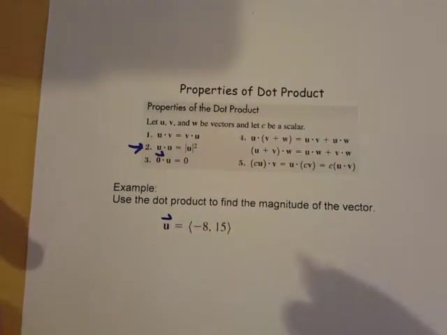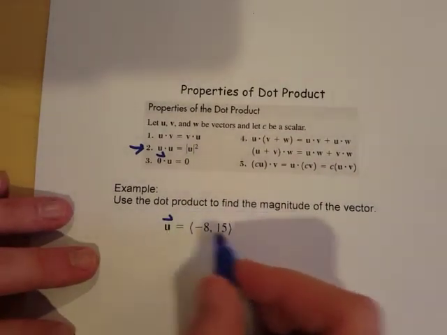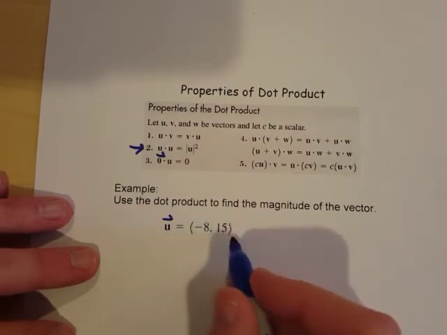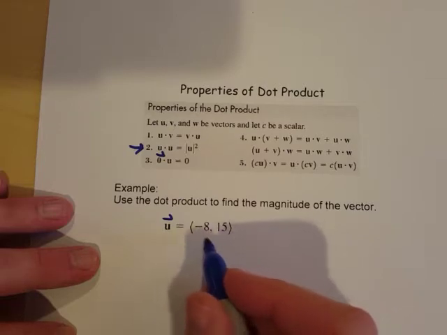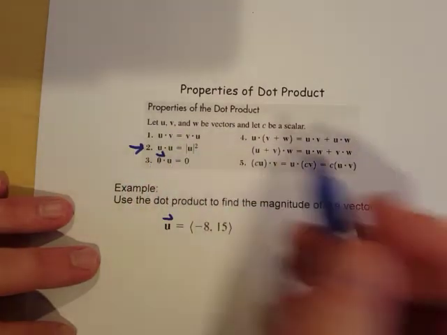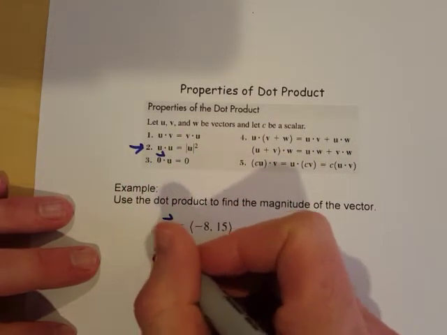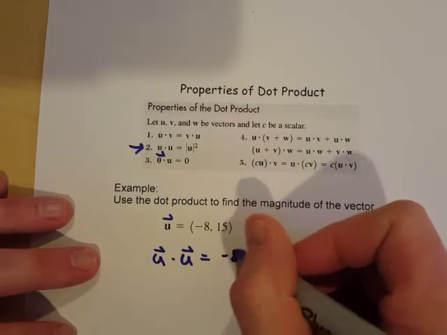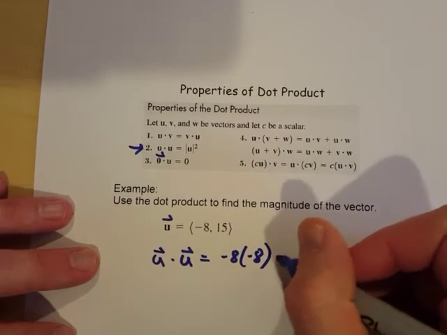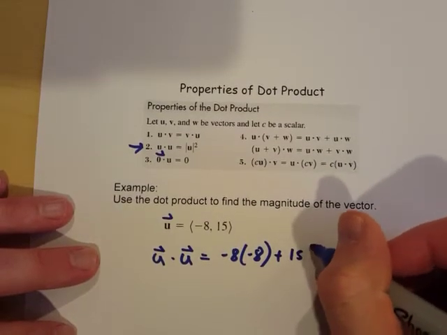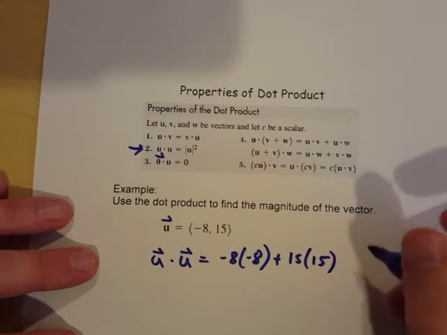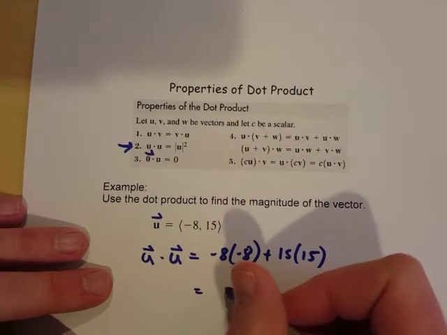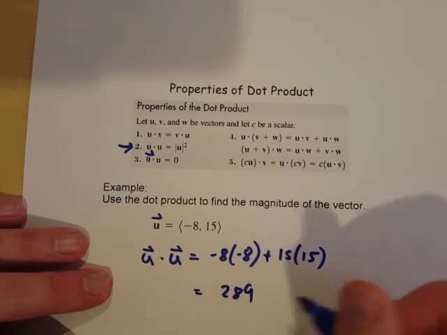So I just want to illustrate that with one example here. If we have the vector u as negative 8, 15, we can actually find the magnitude of it by using this property. So that would be u dot u. If we do that here, we have negative 8 times negative 8 plus 15 times 15. It's just the definition of a dot product. Overall, that turns out to be 289.